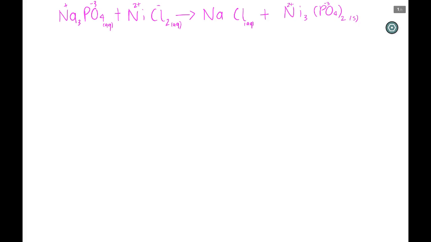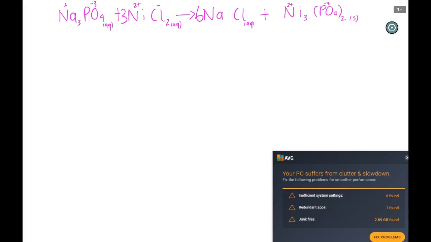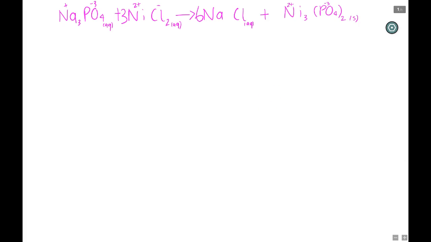So looking at our nickel, we've got 3 nickel over here, so we need to put a 3 over here. Now to correct that, we've got 6 chloride, so we put a 6 in front of that. And then do we need to do anything else to balance our equation? We need to put a 2 in front of there, and that is all good. So that's our balanced molecular equation.